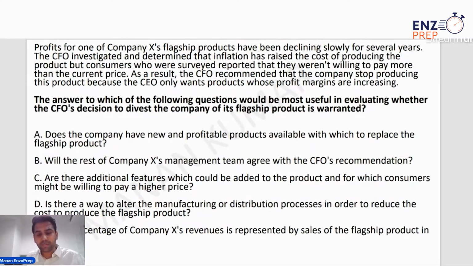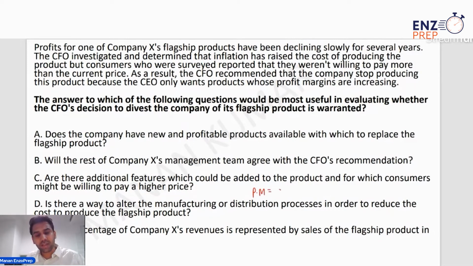See, in the question, we understand that profit margins have to take into account only two things: selling price and cost price. In the question, we are given that consumers who were surveyed reported they weren't willing to pay more than the current price. Now, if they're not willing to pay more than the current price, if you want to increase the profit margins, increasing selling price is not really an option as far as the question is concerned. That basically then gets you to the other variable, which is cost price.